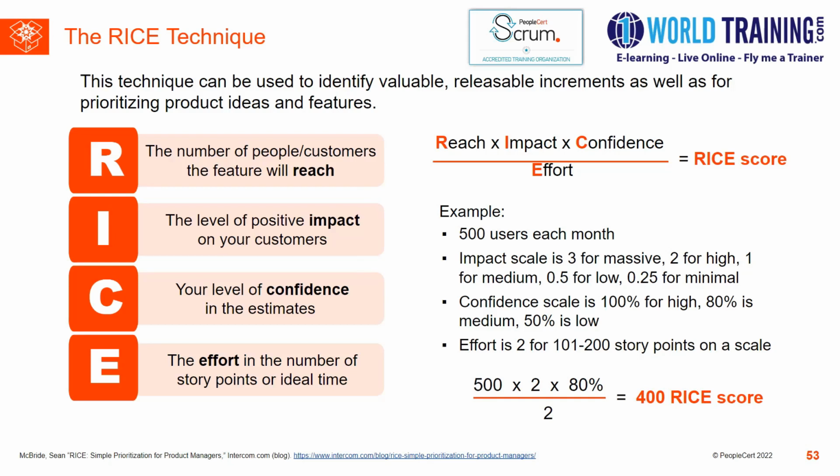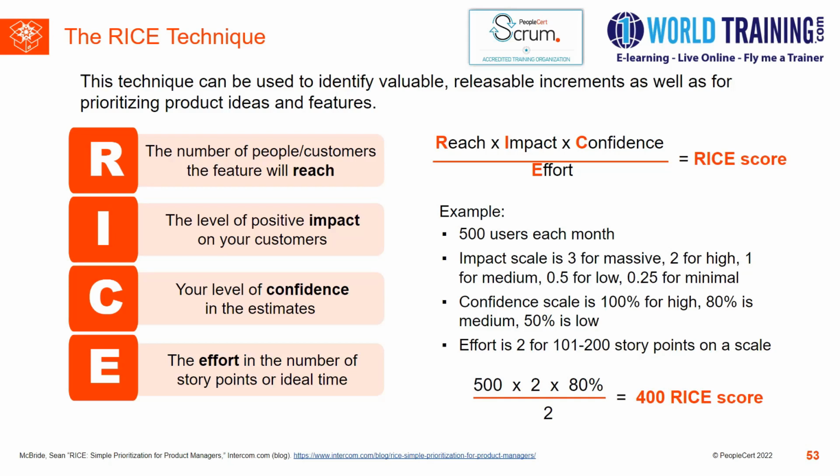So now let's look at an example. Let's assume that there are 500 users each month who will be using this product or feature. In that case, you can safely assume R as 500, because the feature or user story will reach 500 users on a monthly basis. So R is equal to 500.